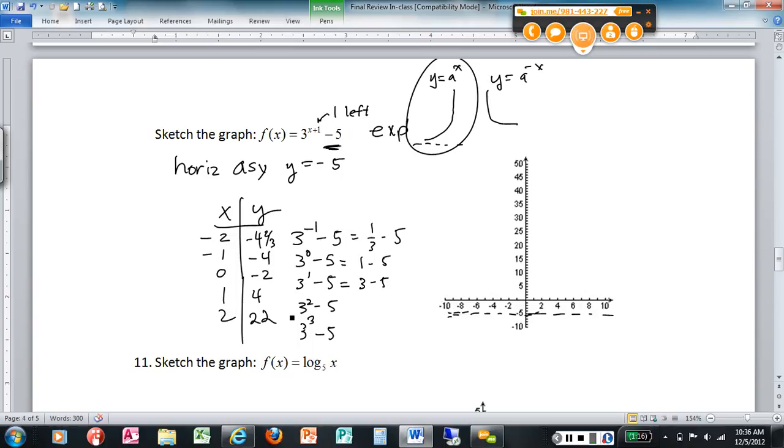That's my table, looks like, anyway. All right, so at negative 2, I'm at negative 4 2/3. At negative 1, I'm at negative 4. At 0, I'm at negative 2. At 1, I'm at 4. And then at 2, I'm at 22. Yeah, so there's my hockey stick.